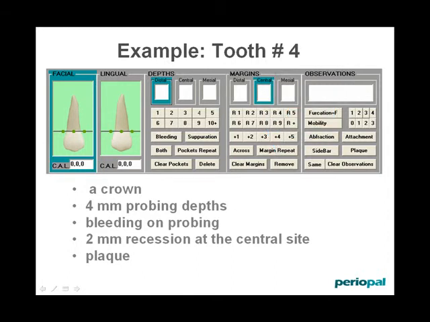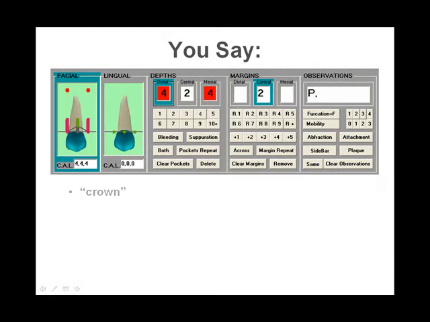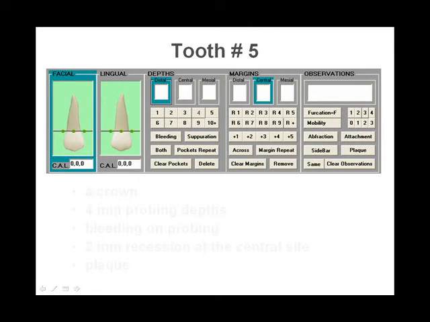For example, on tooth number 4, the patient displays a crown, 4 millimeters of probing depths, bleeding on probing, 2 millimeters recession at the central site, and plaque. You say crown, 4B2, 4B, R2, plaque. All oral conditions can be recorded as they are observed.